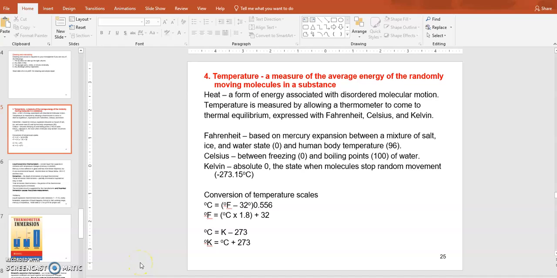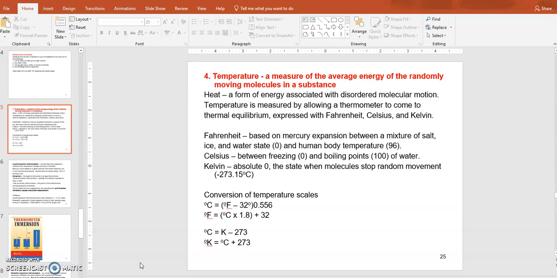Okay, another measurement is temperature measurement. Of course, temperature is defined by what? A measure of the average energy of randomly moving molecules in a substance. That's the definition in physics, right? Basically, you are measuring the thermal energy of the molecules.